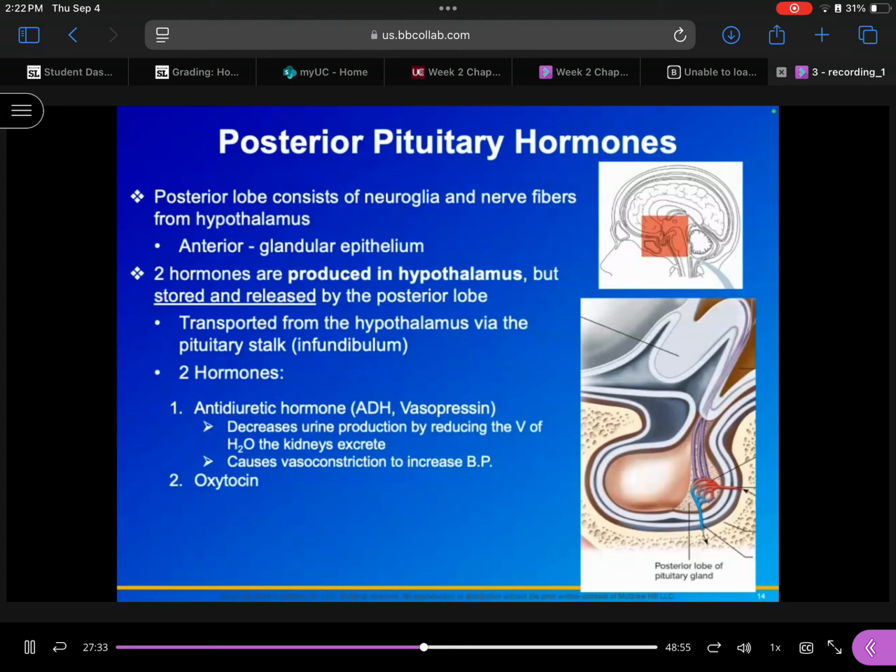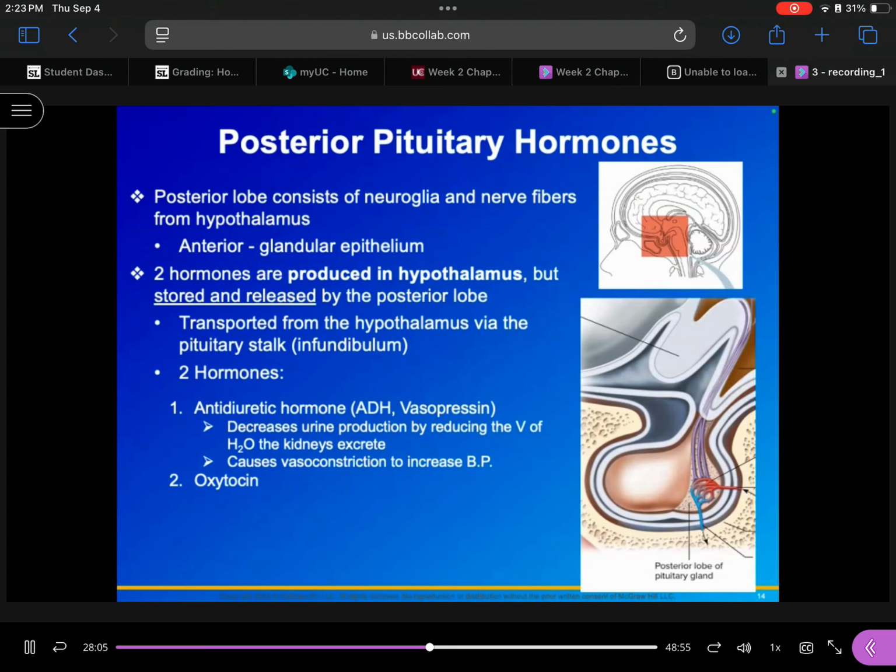So antidiuretic hormone, or ADH, look at it. We talked about it before, antidiuretic. So it is going to cause water to be reabsorbed in the body, and therefore you're not going to pee as much. It can also be called vasopressin because of its impact on the vascular system, so on the blood vessels. So it decreases urine production by reducing the volume of water that the kidneys are actually going to excrete and release through the nephron and into your urine.